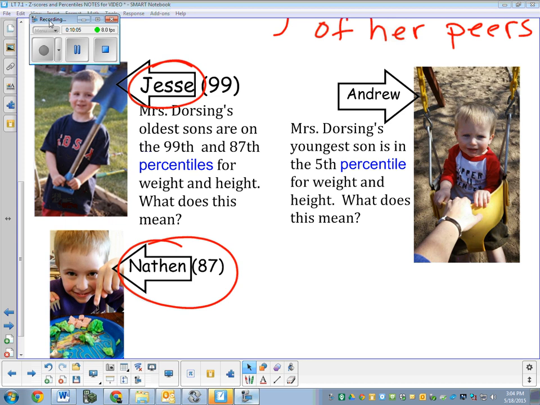Now my other son, my youngest son, he's on the smaller side compared to his brothers. Andrew has only been in the 5th percentile for his height and weight. So he's only bigger and taller than 5% of other 2-year-olds. So he's on the smaller side, he's below average. Anything below the 50th percentile would be considered below average. So 2 of my boys, well above average, Andrew, below average, but still growing and doing just fine.